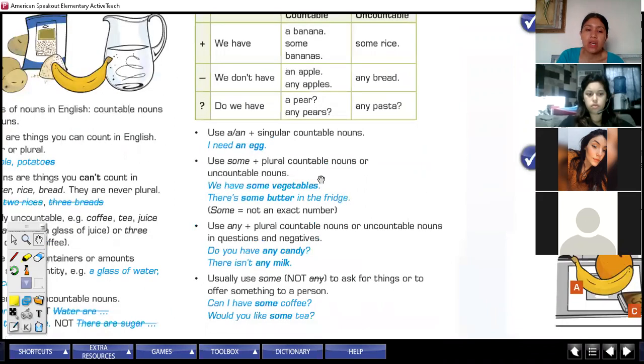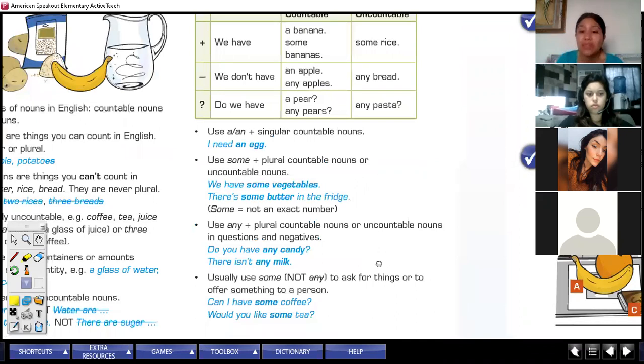Usually use some to ask for things or to offer something to a person. ¿Puedo usar el some en preguntas? Sí. Pero ¿cuál es la diferencia entre el any y el some en preguntas? Es que vas a usar el any para preguntar si hay algo. O sea, si tú quieres, I don't know, you're in the kitchen of your mother and you want to cook something. So you ask, Mom, do we have any oil? Ahí estás preguntando si hay aceite.